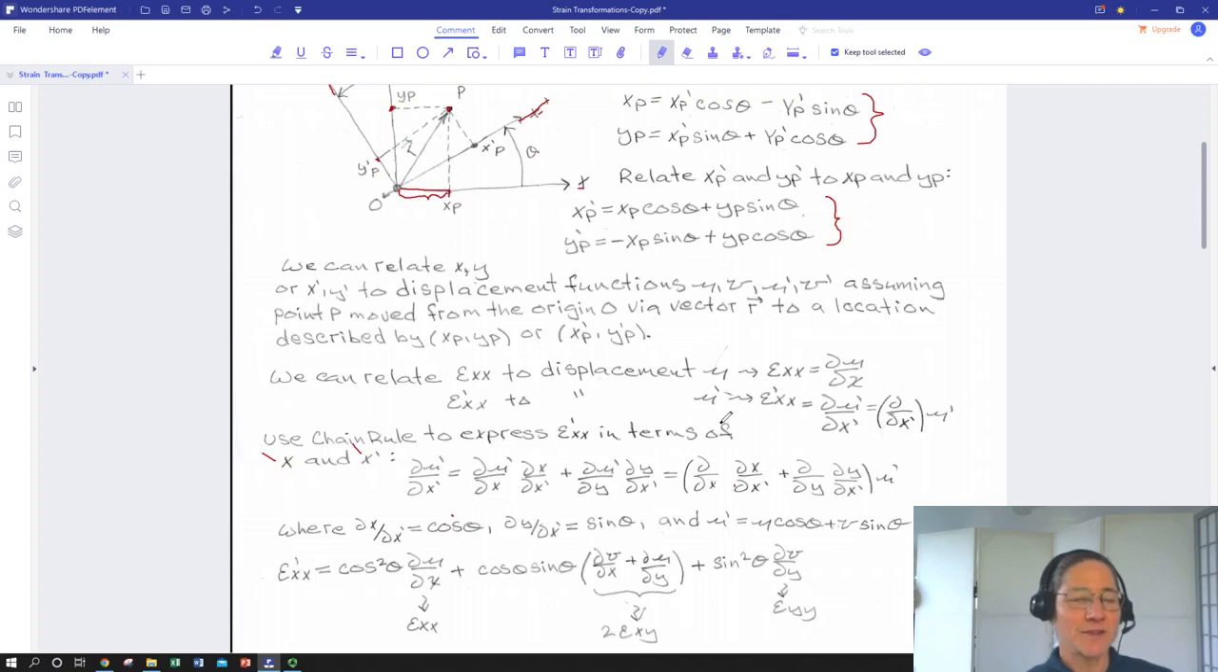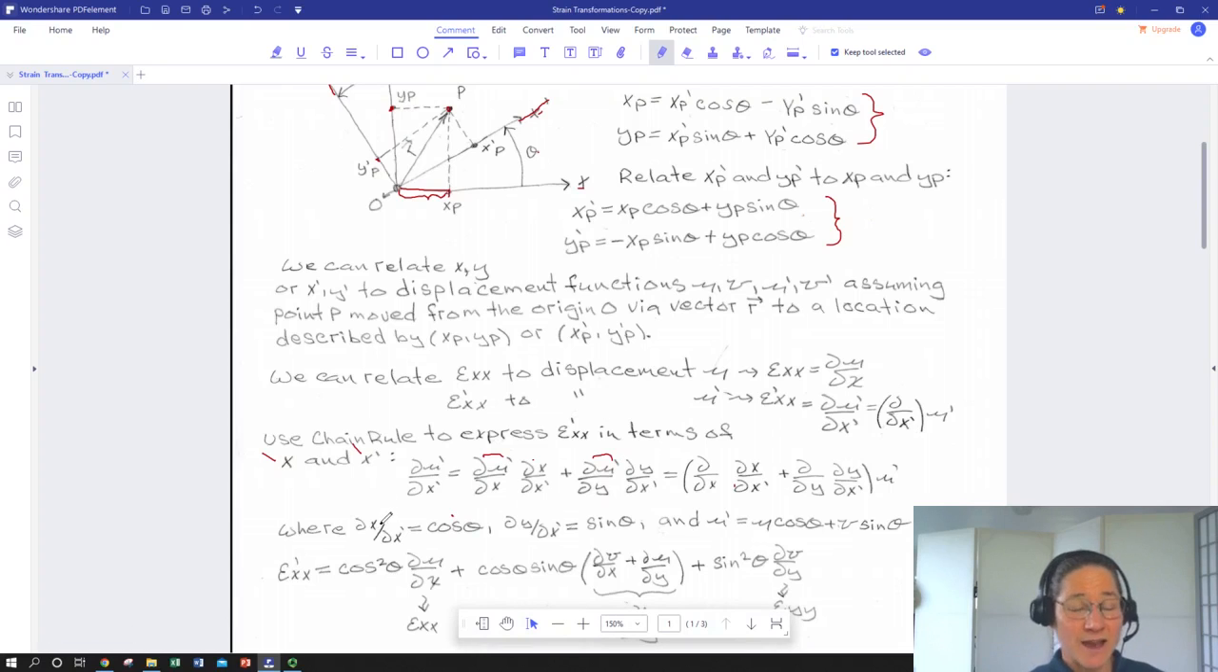So we left off with application of the chain rule to express the first partial of our displacement in the x prime direction, u prime with respect to x prime, and we isolated our partial of u prime with respect to x and partial of u prime with respect to y, the original reference coordinate system, and then our change in our reference coordinate with respect to our rotated coordinate system for x and y with respect to x prime.